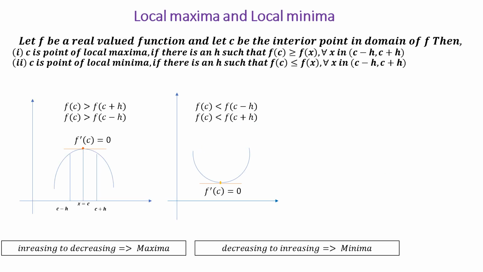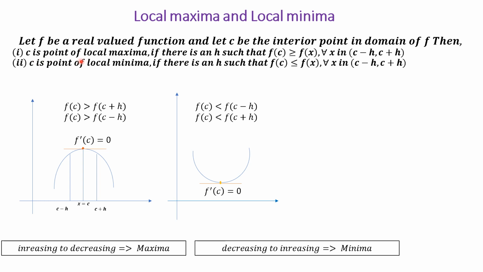First, let us see what is local maxima and what is local minima. Afterwards, let us see global maxima and global minima. First definition of local maxima and local minima is as follows. Here the given function is a real valued function and C be the interior point in the interval or domain. Then C is called local maxima.